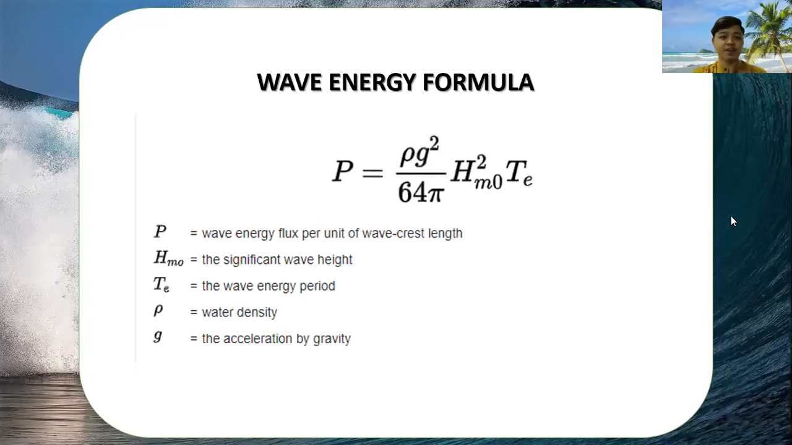For the wave energy formula, P equals rho g squared over 64 pi times Hm0 squared times Te. P stands for wave energy flux per unit of wave crest length. Hm0 stands for the significant wave height. Te stands for the wave energy period. Rho stands for water density. G, as we all know, is the acceleration due to gravity.